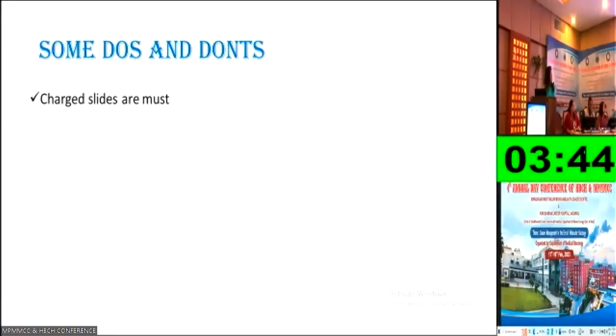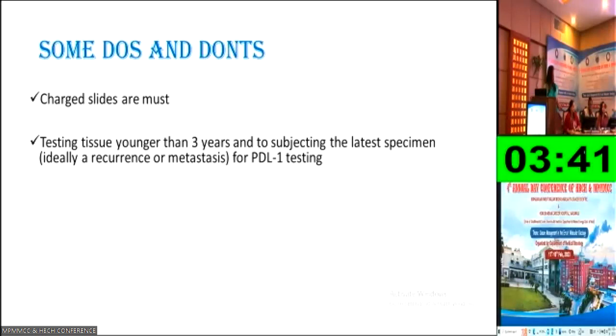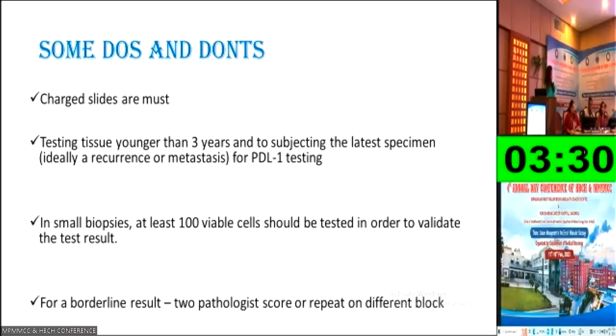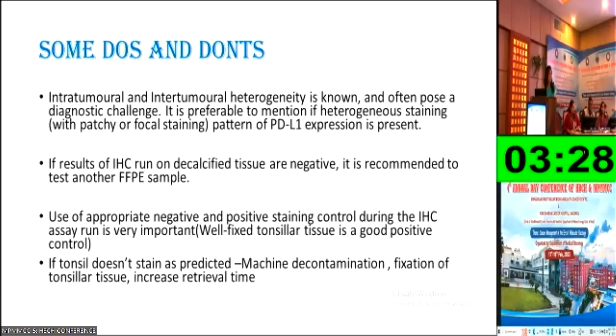So some do's and don'ts. Charged slides for IHC is a must. Tissue should be younger than 3 years. If you send some old block and you get a negative result, you ask for a repeat on a recurrence or a metastasis rather than considering it as negative. At least 100 tumor cells are essential. Any borderline case, take a second opinion.